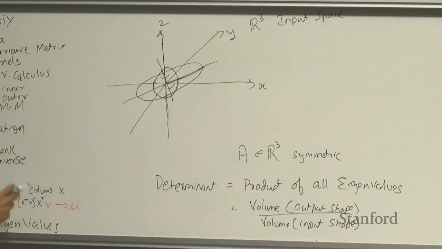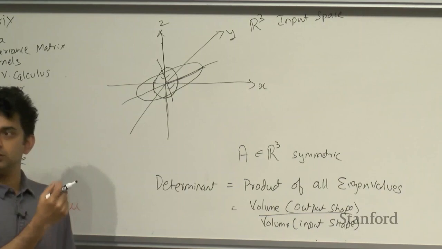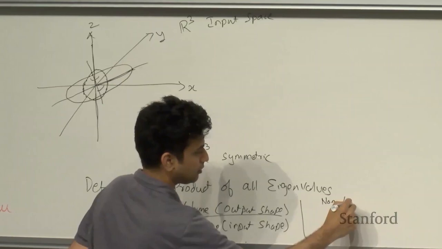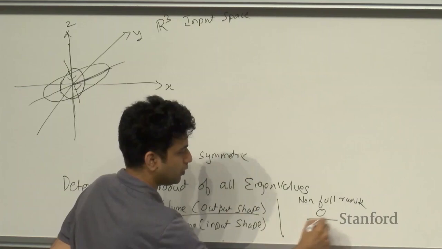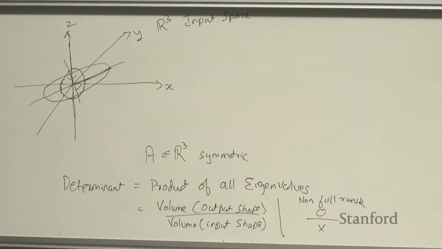Now, it should be obvious that if the matrix is not a full rank matrix, it means one of the eigenvalues is 0, which means this sphere would have collapsed into an ellipse rather than retaining its ellipsoid shape, and the volume of an ellipse in a three-dimensional space is exactly 0, right? So what you will see is that for non-full rank matrices, the volume of the output shape will be 0 over some non-zero volume. And again, this is also directly clear because it's the product of all eigenvalues. One of the eigenvalues is 0, so the volume of the output shape will also be 0.